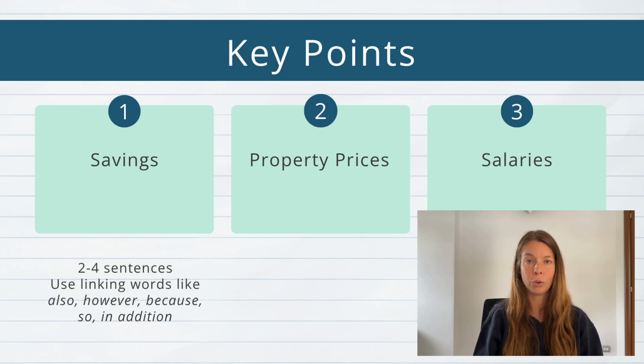Next, we'll move on to our body paragraphs. In these paragraphs, we will discuss our 3 key points: savings, property prices, and salaries. Each of these paragraphs, again, should contain about 2 to 4 sentences and also use different linking words like however, because, also, in addition to, and many other of these kinds of expressions that we should be familiar with at the B2 level of English.